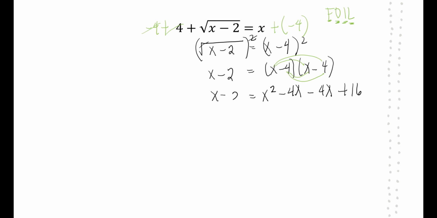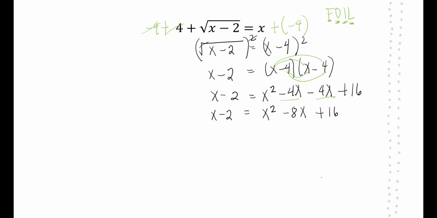And then just copy the left side of the equation. And then, by combining like terms, the right side of the equation would be negative 4x minus 4x, that is negative 8x plus 16.